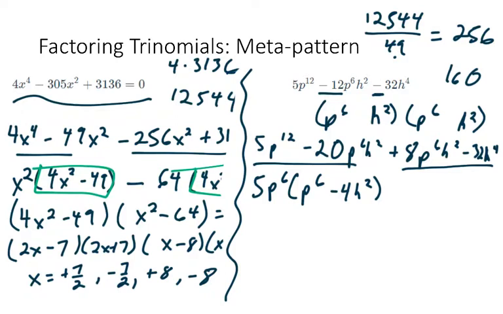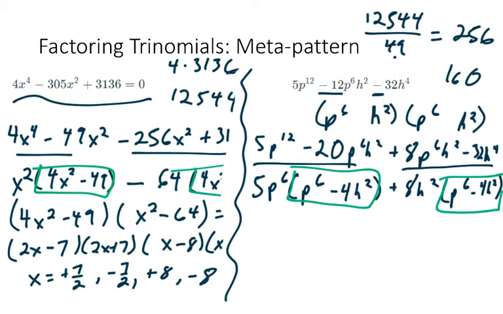And then looking over here, what's in common with both of these? Well, I've got an h squared and an h squared, and I've got some 8s. So that's going to be an 8h squared. Then I've got a p to the 6 minus 4h squared. Hey, that's just like this one. And again, then I can factor all this out. So then I'll have a p to the 6 minus 4h squared times 5p to the 6 plus 8h squared.